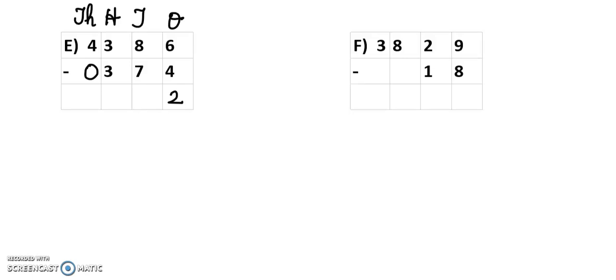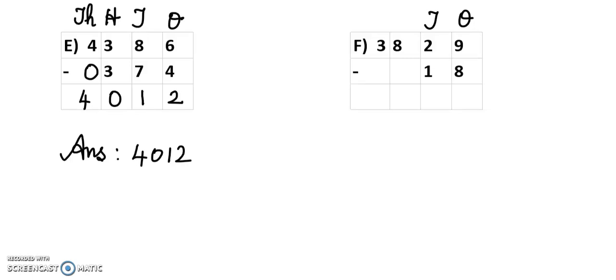Next, tens place 8 minus 7. So 8 is the greater number. So we can subtract 7. So 7 after 8. Up to 8 we have to count. So 1 is the answer. Next 3 minus 3. If you subtract same number, you will get 0. Next 4 minus 0, 4. So what is the answer? 4012.